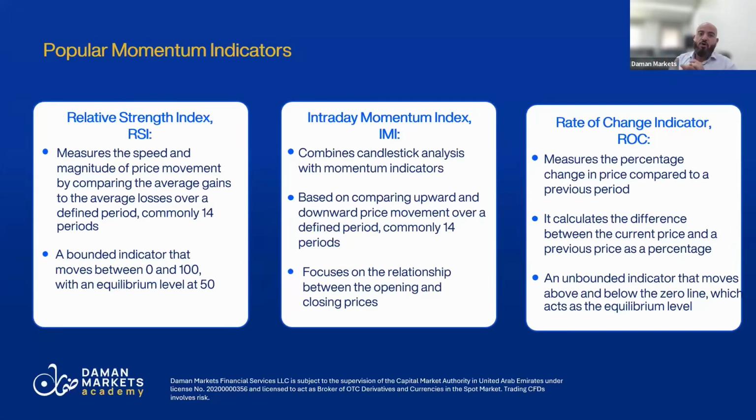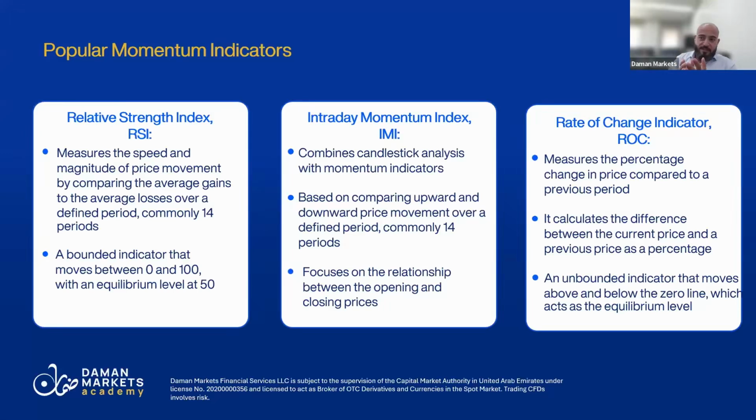Again, it's a ratio. It's a bounded indicator, so its values are between 0 and 100. And again, 50 is the equilibrium. Another momentum oscillator is the rate of change, the ROC. The ROC measures the percentage change in price compared to a previous period. Okay, it calculates the difference between the current price and the price 28 days ago.